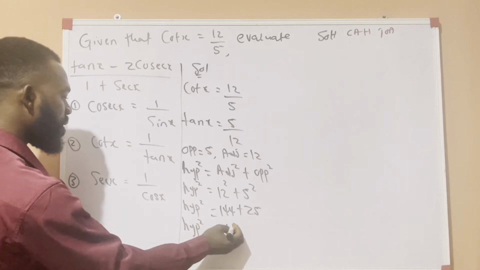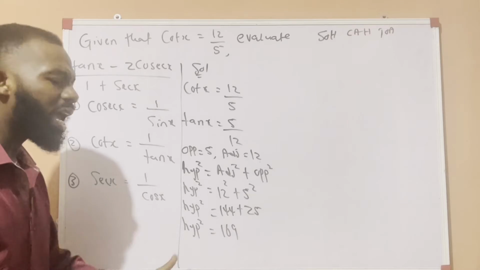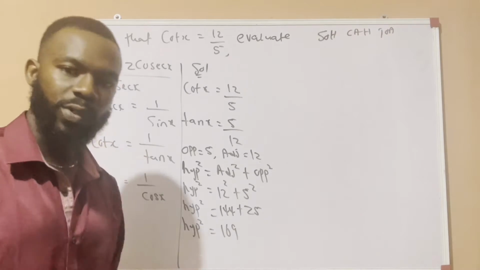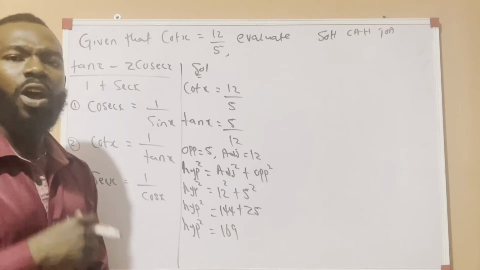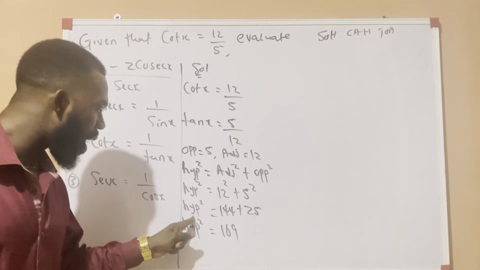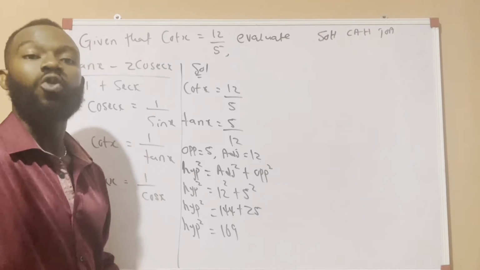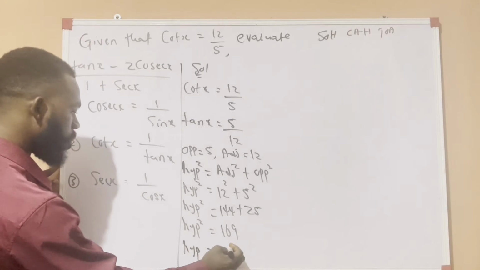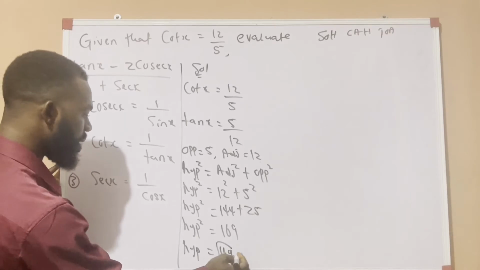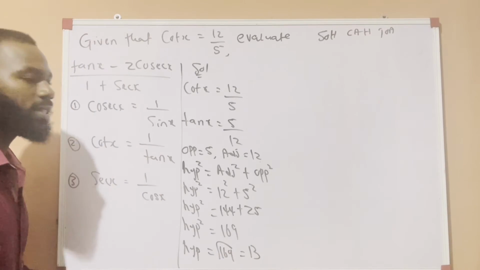Becomes 169. Now we are not looking for hypotenuse square, rather we are looking for hypotenuse. So for us to get the hypotenuse, what happens? The square has to cross the other side of the equation. And when the square crosses an equality sign, it becomes square root. So here becomes hypotenuse is equal to the square root of 169, which will give us what? 13. Good.